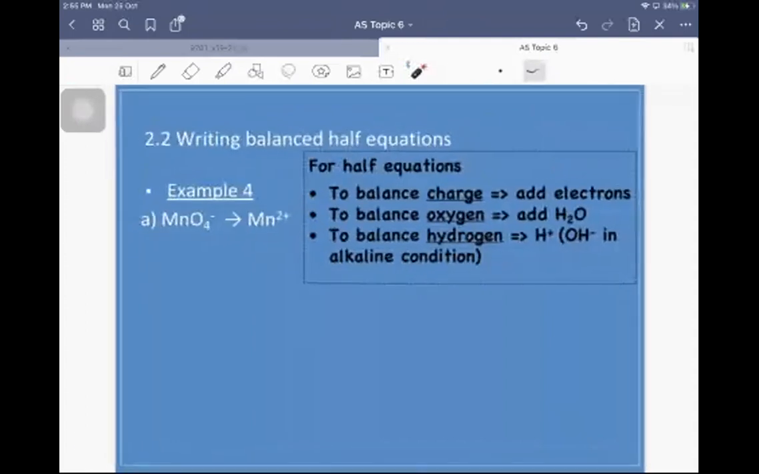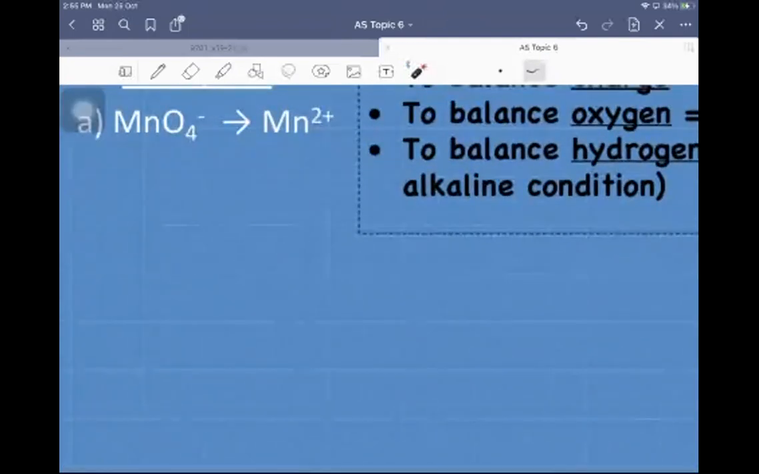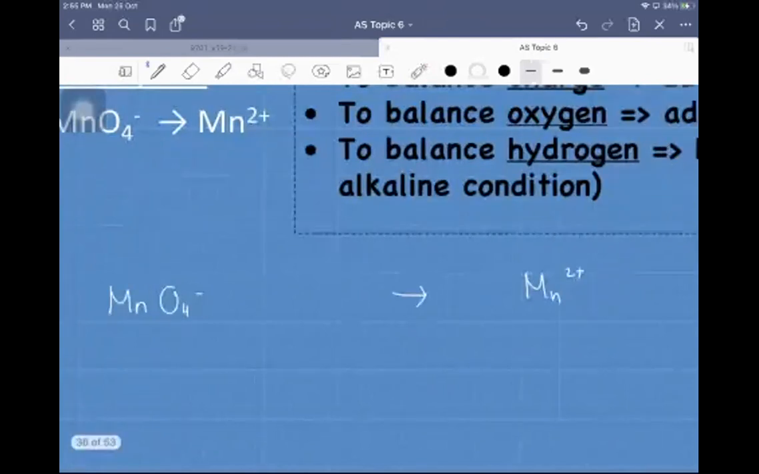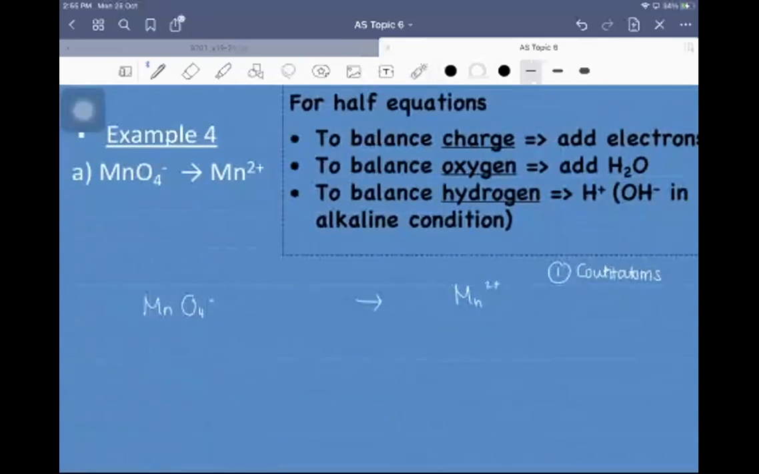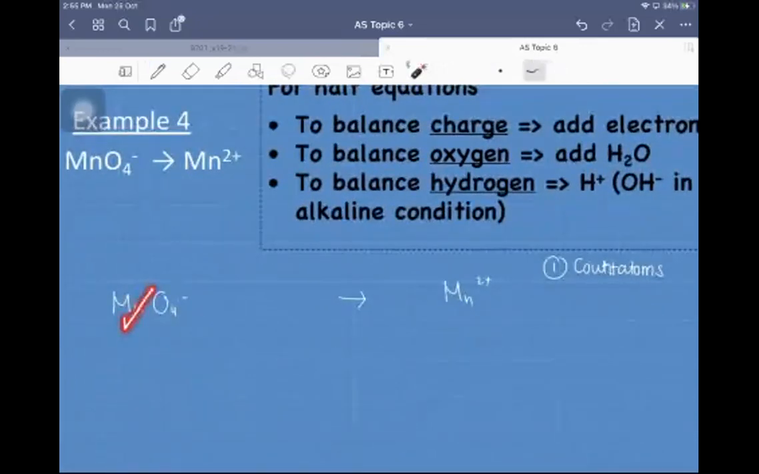Next, MnO4 minus to Mn2 plus. So I'll just give space. First, count my atoms. We'll leave the charge to the very last. I've got 1 manganese on the left side, 1 manganese on the right side. Done. Manganese is done. I've got 4 oxygen on the left side. That means I need 4 oxygen on the right side.